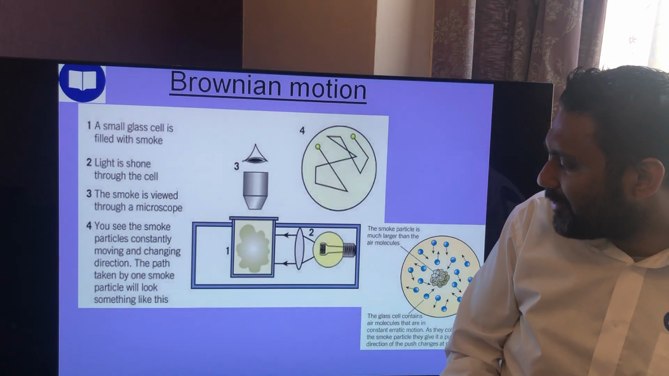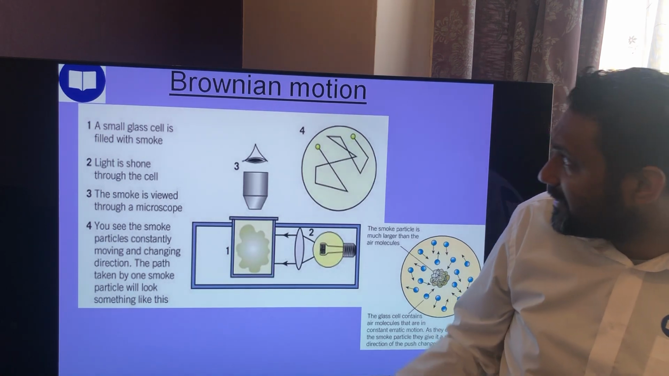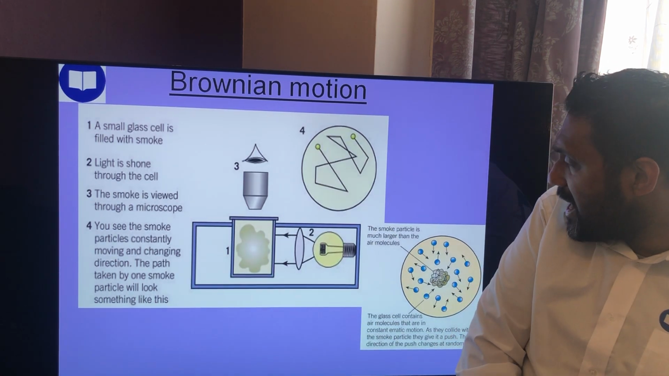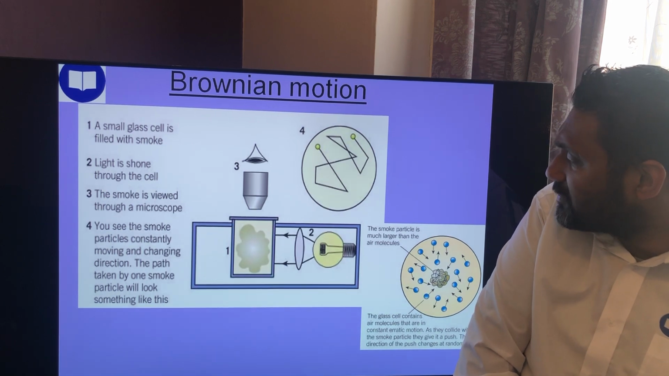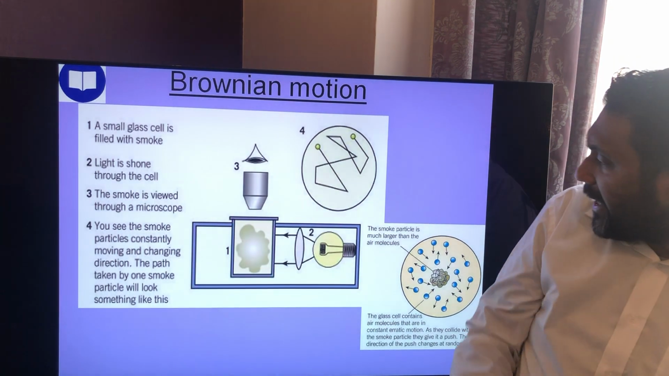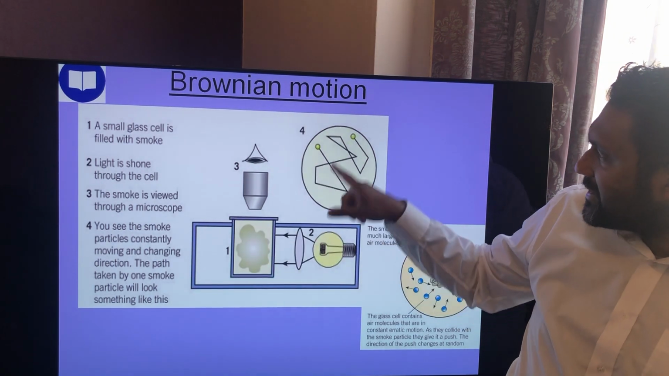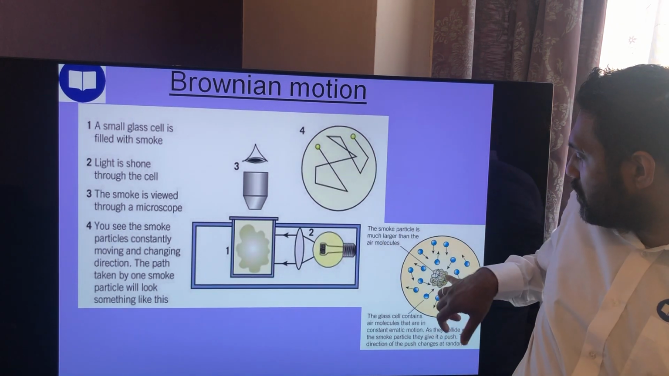Now, how do they come up with this? How do they know how gas particles move around? This is called Brownian motion, named after a scientist. What he did was look at some smoke under a microscope. So you've got the light shining on the smoke, he's got the microscope, and he can see the smoke particles there.